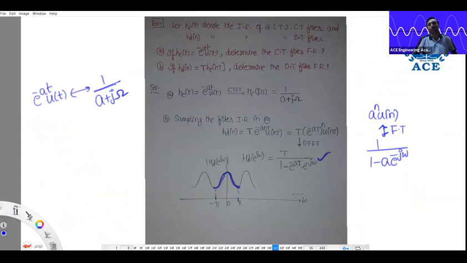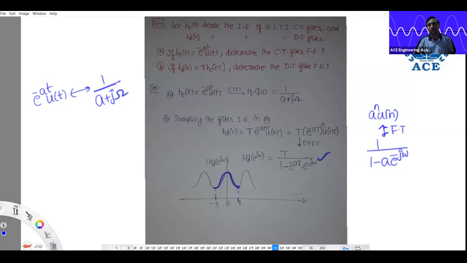Discrete time processing of continuous signals. Those who are willing to attend the class, that is a continuation of yesterday, they can stay back. Yesterday we discussed impulse invariant and bilinear. The topic I am continuing.